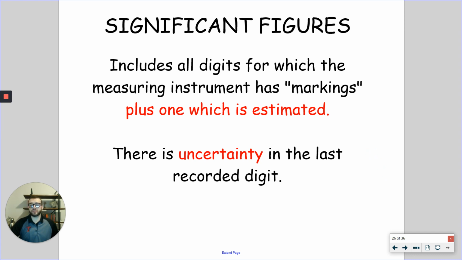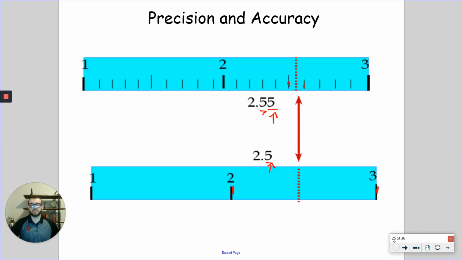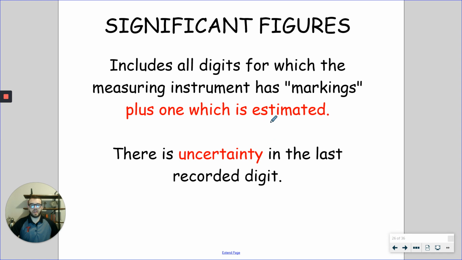So it includes all digits for which the measuring instrument has markings plus one which is estimated. So this had between 2 and 3. So this is accurate, and then we have one more, which is not. We're accurate here, and then we have one more, which is an estimation. Okay, there's uncertainty in the last one.